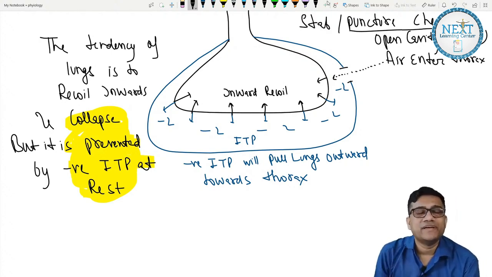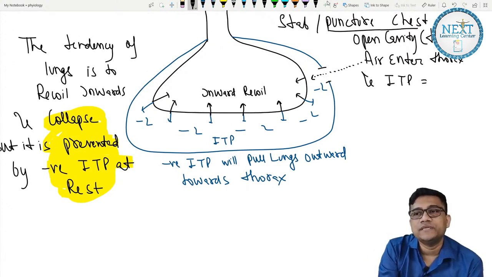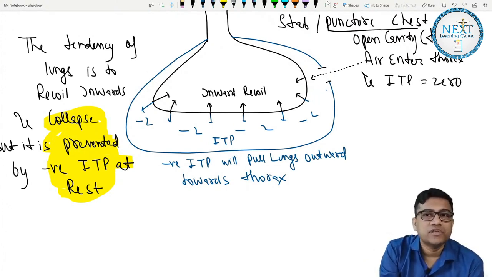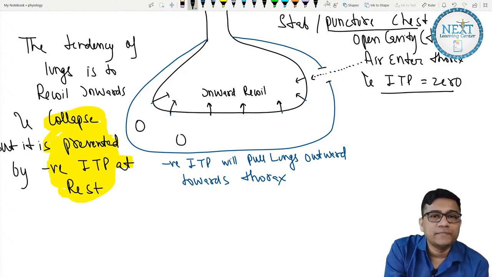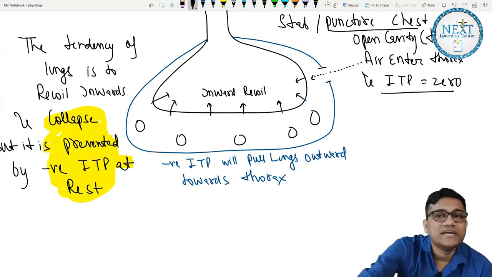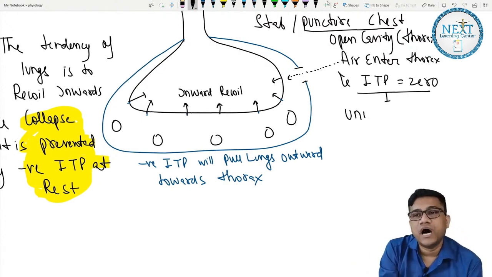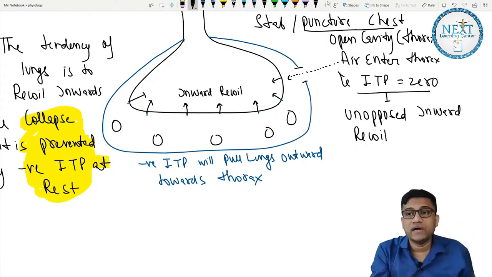If air enters, will the pressure remain negative or become equal to atmosphere? So air enters and ITP is equal to 0, because there is no difference. I hope it is clear. Once the ITP becomes 0, there are no two forces, only one force. What is the only one force? The inward recoil. So now there is unopposed inward recoil, and unopposed inward recoil will collapse the lung.